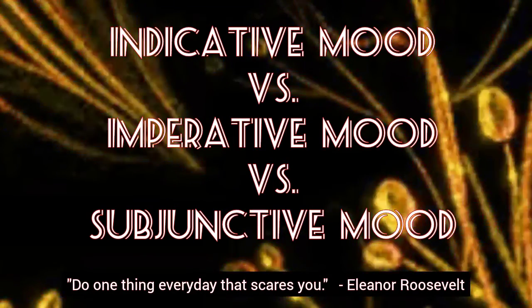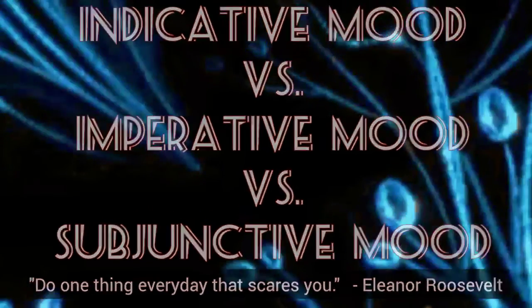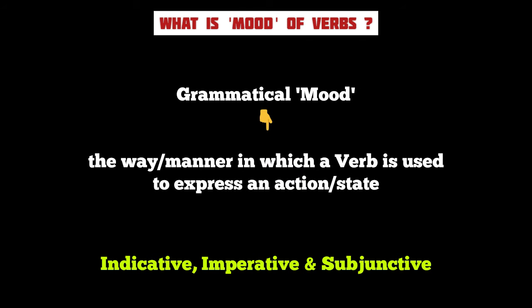Today's topic is differences between indicative mood, imperative mood and subjunctive mood. But first off, what is mood of verbs in English grammar? Well, the grammatical mood refers to the way or manner in which a verb is used to express or represent the action or the state it denotes.